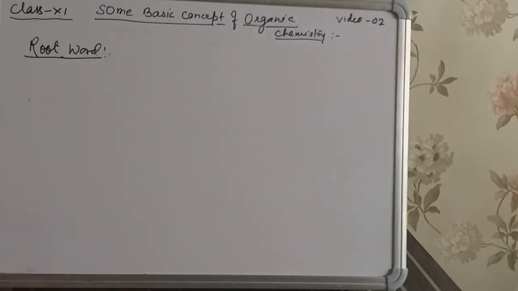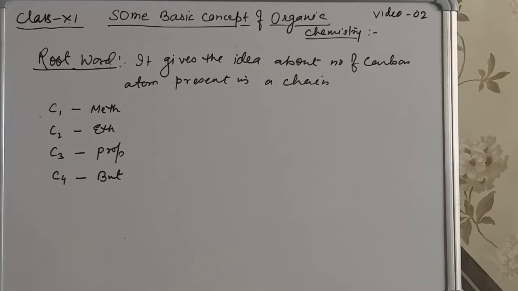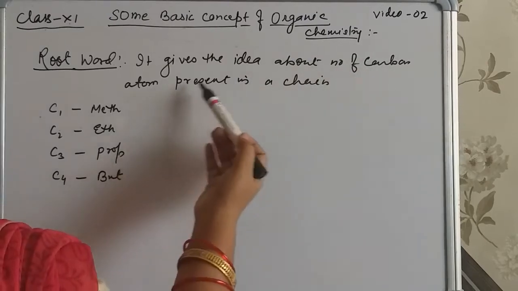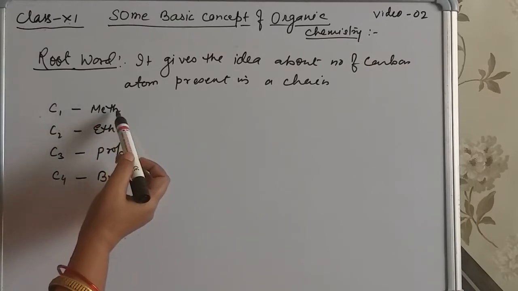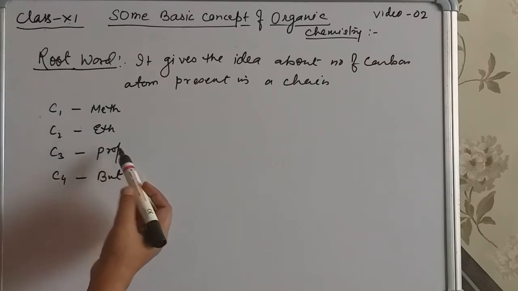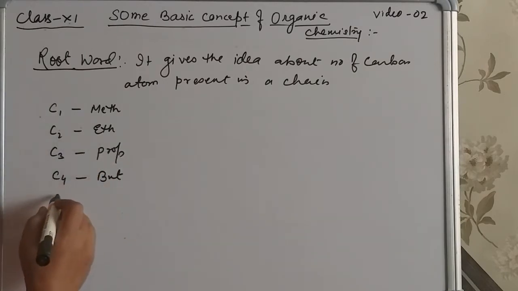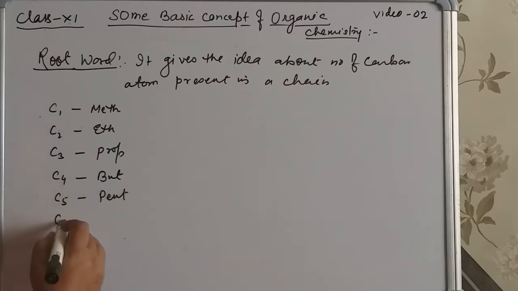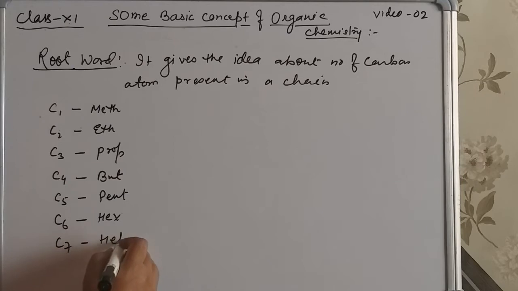Root word. The root word gives the idea about the number of carbon atoms present in a chain. If the carbon atom is 1, the root will be meth. Carbon 2, eth. Carbon 3, prop. Carbon 4, but. Carbon 5, pent. Carbon 6, hex. Carbon 7, hept. Carbon 8, oct. Carbon 9, non.